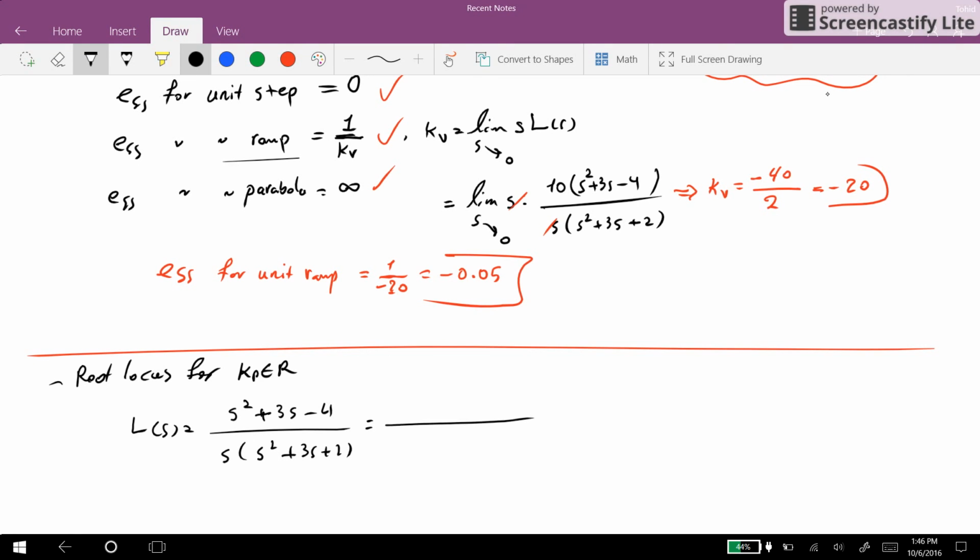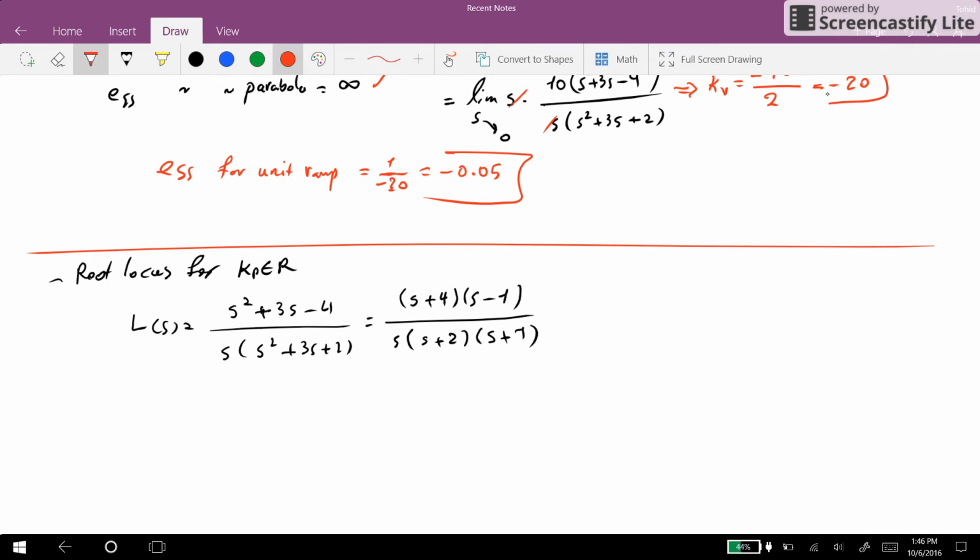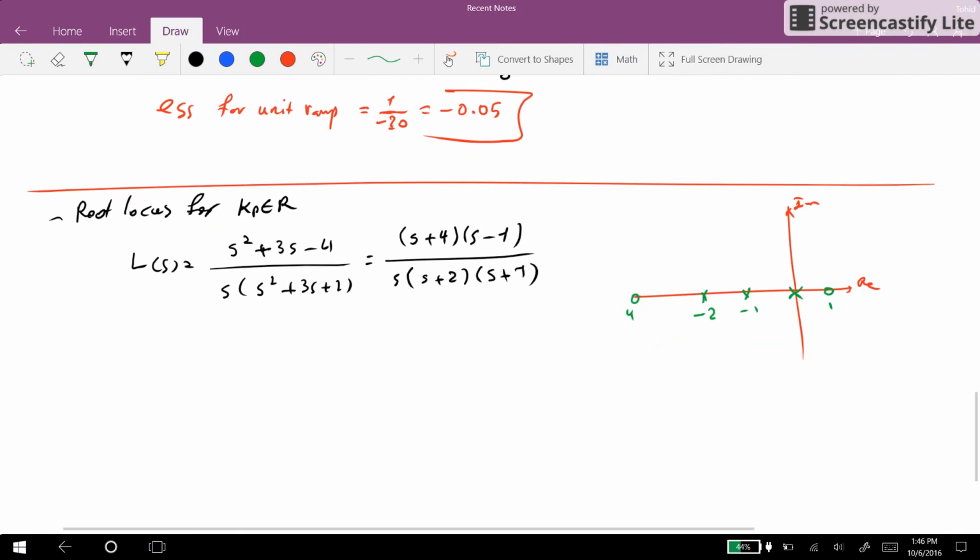and we can rewrite it in the form of (s plus 4) times (s minus 1) in the numerator, and in the denominator we will have s times (s plus 2) times (s plus 1). So this means that in terms of the location of the poles and zeros of the system, we have one zero at 1, one zero at -4, one pole at the origin, one pole at -1, and another pole at -2. And for this, we will draw the root locus.